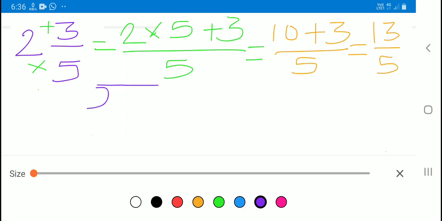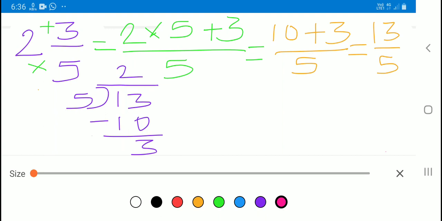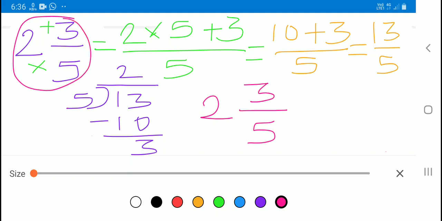Look, I will write here 13. Then 5 2s are 10. How much remains? 3. So how to write this 13 upon 5? First we write the quotient, that is 2. Then we write the remainder 3. And then the divisor, that is 5. Okay. Look, this same number. So you can convert an improper fraction into a mixed number, otherwise a mixed number into an improper fraction.